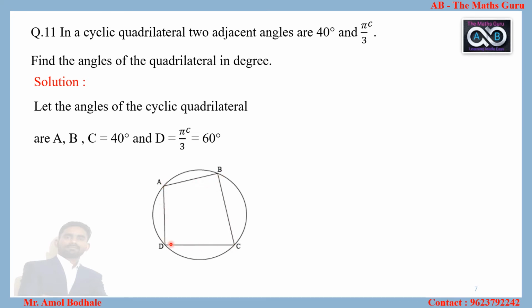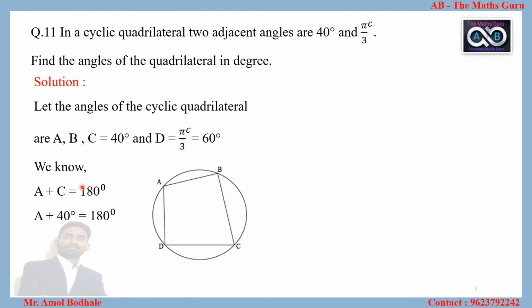So for our convenience, we'll take one angle which is C, 40 degree, and the other one D, which is pi by 3 radian. To convert this pi by 3 radian, we will multiply by 180 upon pi degree. So pi will be cancelled and 180 upon 3 is 60 degree. So here two angles are known and we have to find the remaining two angles. We know the property of a cyclic quadrilateral: the opposite angles sum up to 180 degree, that is angle A plus angle C equal to 180 degree, angle B plus angle D equal to 180 degree.